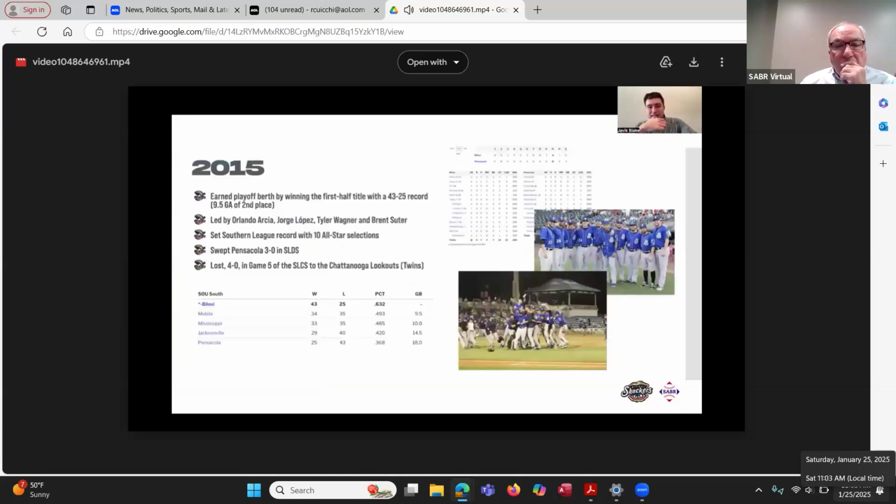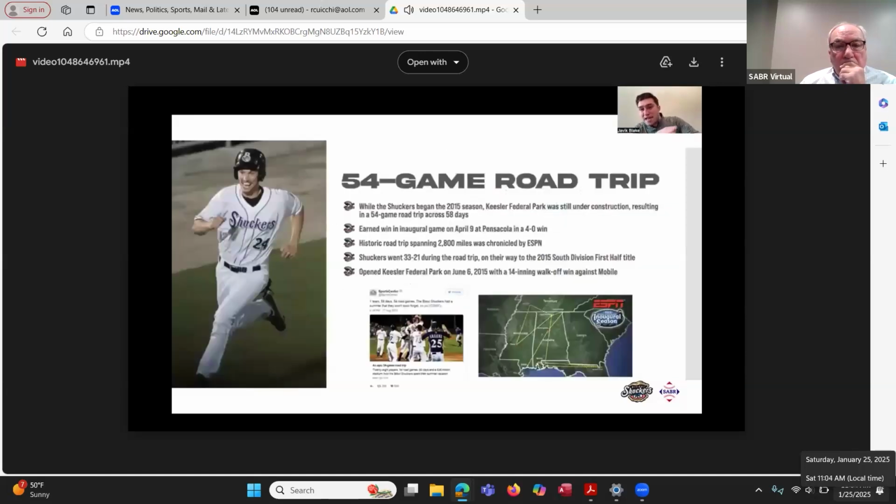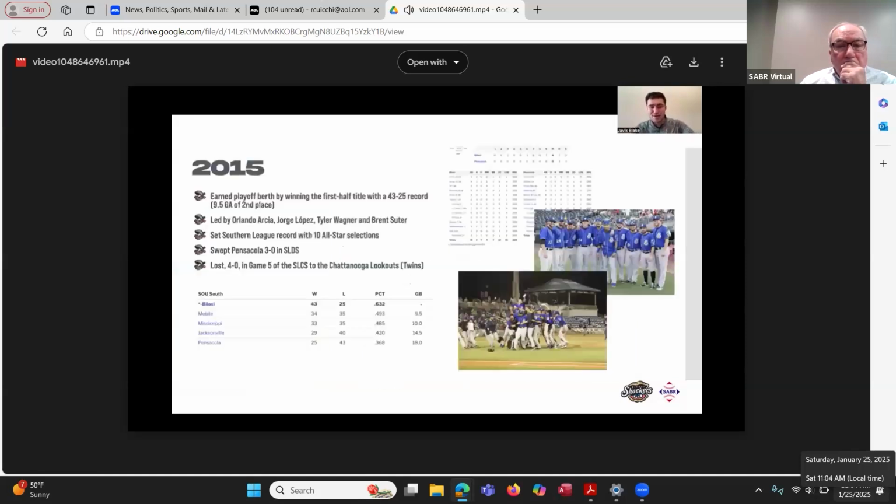And you look at those first half standings, 43-25 for a team that played, again, we'll go back, 54 consecutive games. Look at this map, ridiculous, a lot of time on the bus. And they went 43-25. They were the only South Division team to finish over .500, 9.5 games clear of second place Mobile. They ran away with that first half title. Guys like Brent Suter, Orlando Arcia, Jorge Lopez, Tyler Wagner were the guys that really led this team. Obviously, Orlando Arcia, really the first Shuckers superstar in the prospect world. Arcia and Lopez both ended up becoming all-stars, and Brent Suter, obviously, a really long big league career.